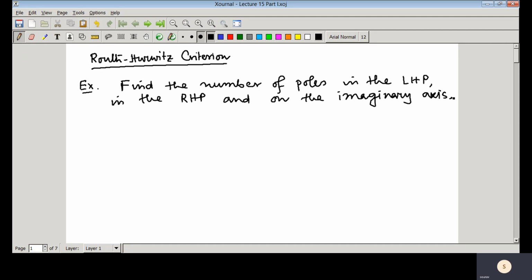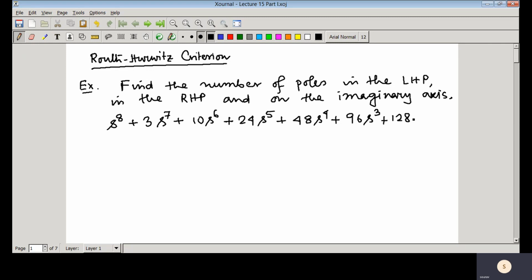The polynomial which is given is the characteristic polynomial. It is given as s to the power 8, plus 3 s to the power 7, plus 10 s to the power 6, plus 24 s to the power 5, then 48 s to the power 4, 96 s to the power 3, 128 s square, then 192 s plus 128.